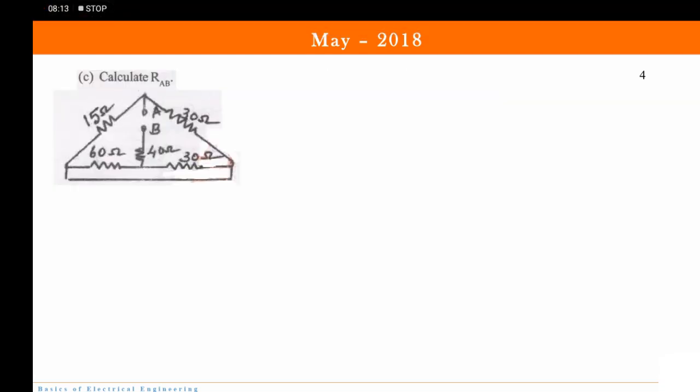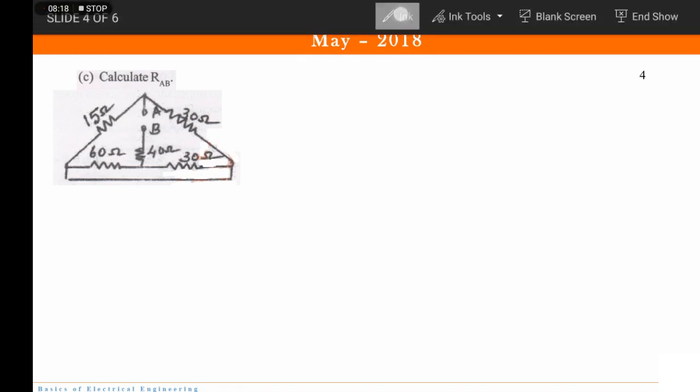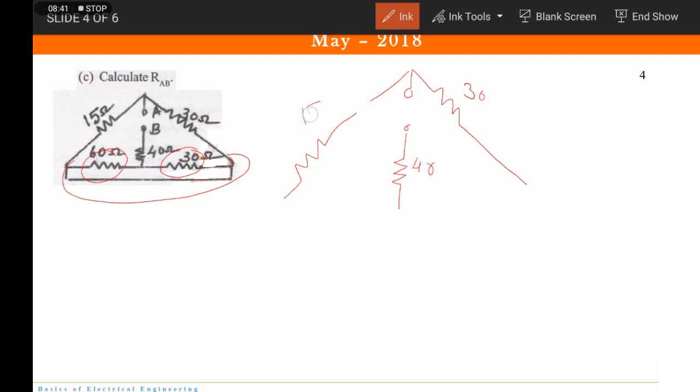The next question is calculate RAB. Okay. Now please pay attention here that this resistance and this resistance is shorted. Correct? So let us see how it looks like. So this is RAB. Then we have 40. This is 30, 40. This is 15. Now if we talk about the 60 and 30, they are in parallel because they are shorted at the other end also.